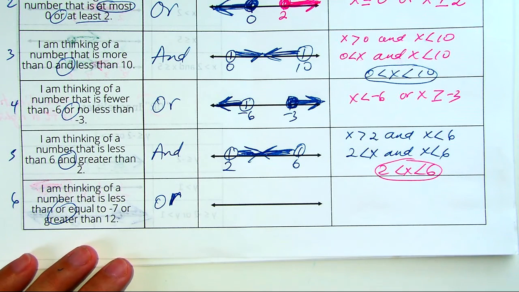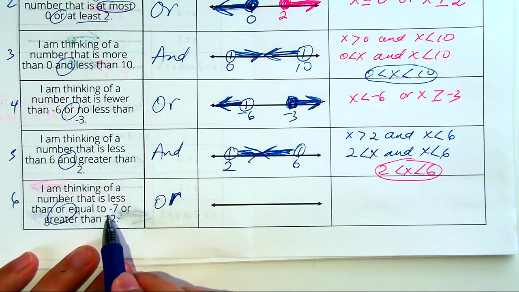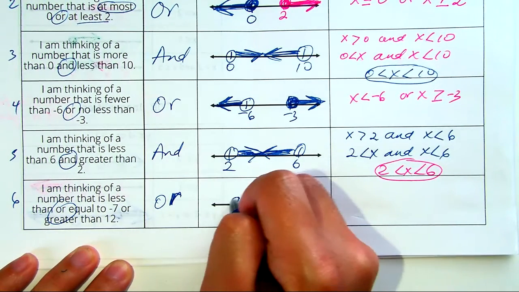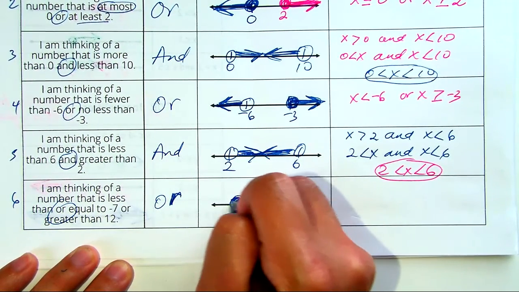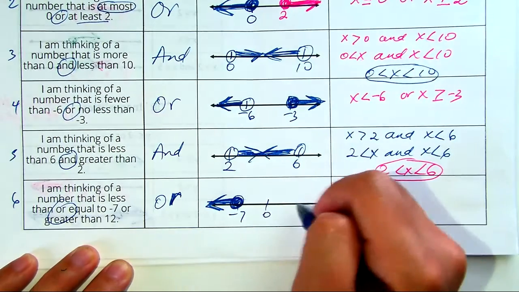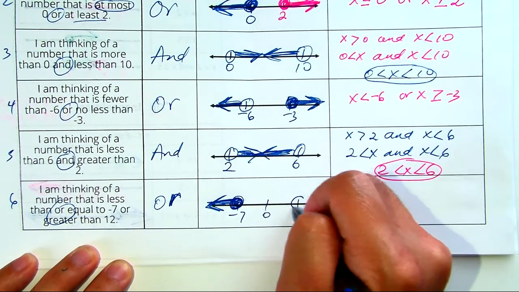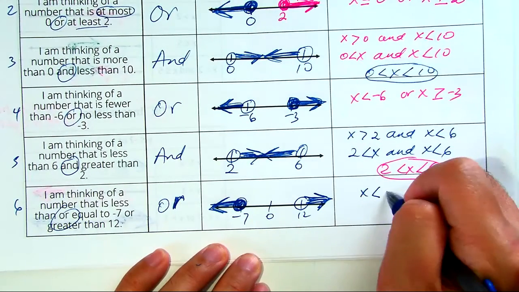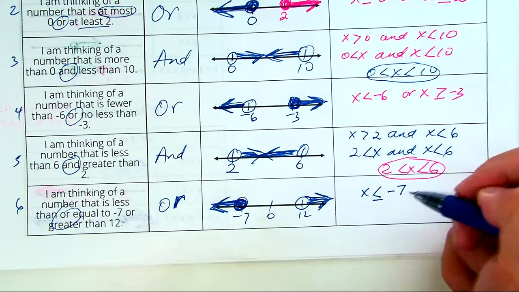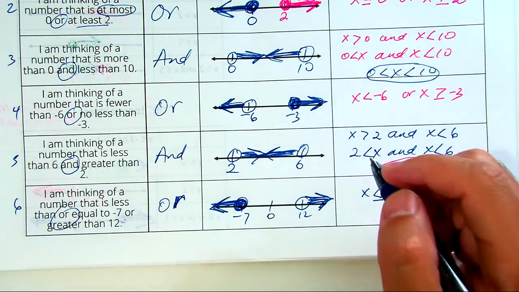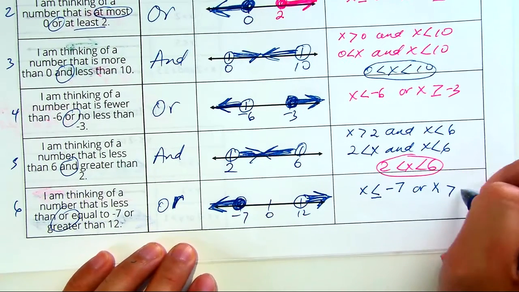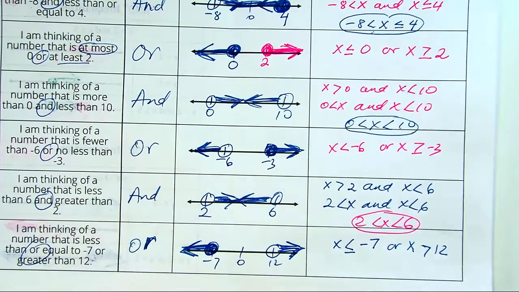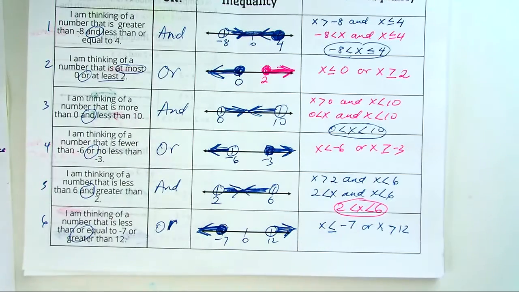And number 6, less than or equal to negative 7 or more than 12. So let's put 0 in here, negative 7 here. Less than or equal to negative 7 goes to the left. 12 is greater, so we go to the right. So x less than or equal to negative 7 or x greater than 12. So that's how we distinguish an "and" from an "or".